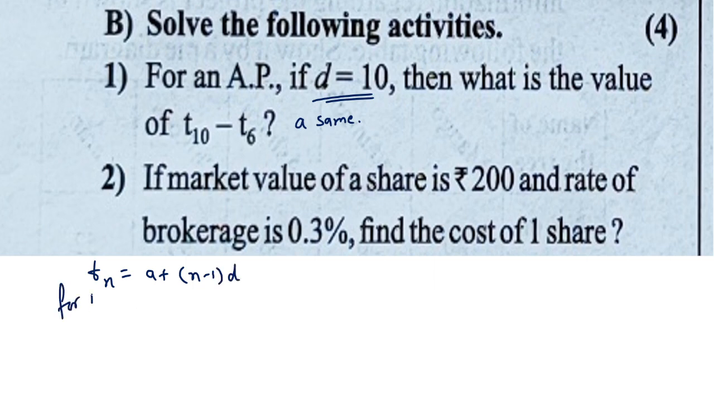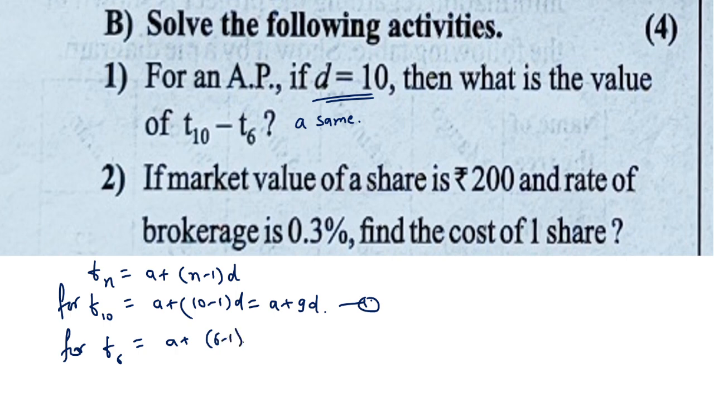For the 10th term, that is t10, it is equal to a plus 10 minus 1 d, it is equal to a plus 9d. Equation number 1. For the 6th term, t6 is equal to a plus 6 minus 1 d and it is equal to a plus 5d. Equation number 2. Subtract equation 2 from equation number 1.